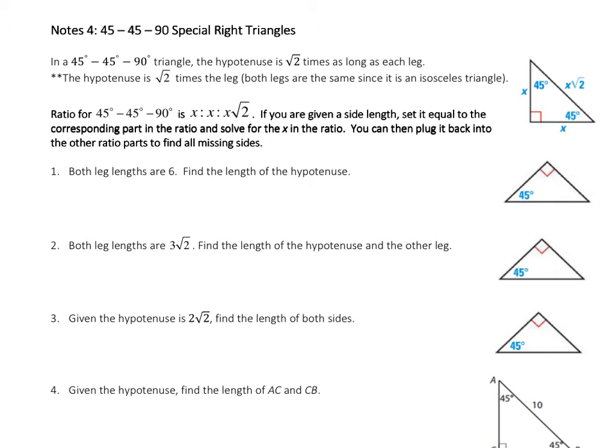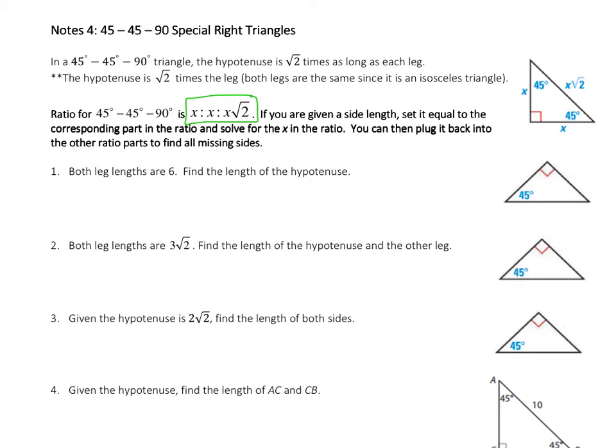In this set of videos, we're going to talk about 45-45-90 special right triangles. That's a certain type of special right triangle, and there are two of them. This is the first one, and one thing you do not want to forget is what the ratio is for this type of triangle, and it is right here.